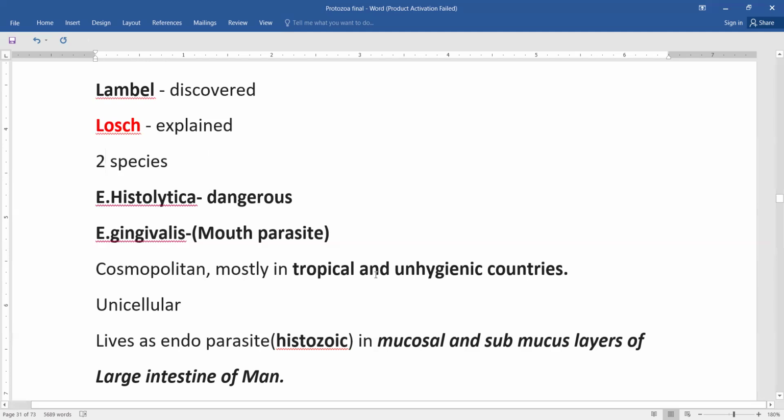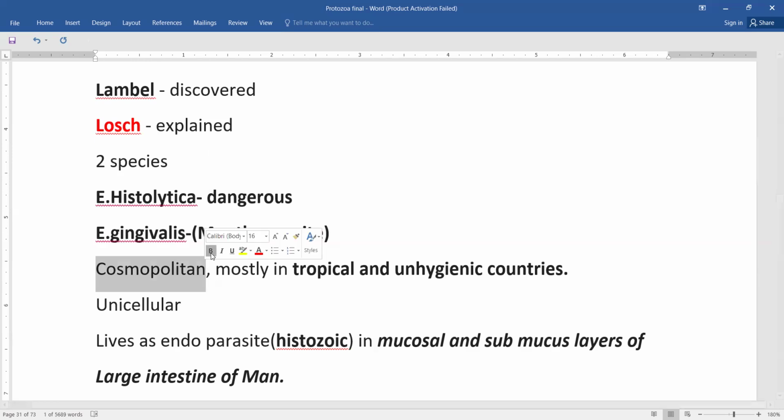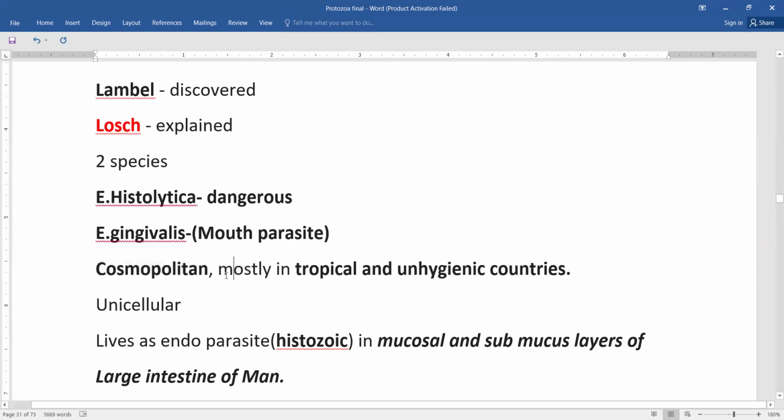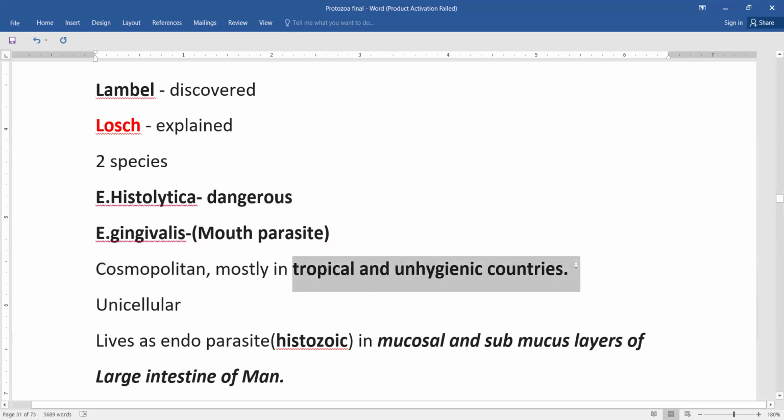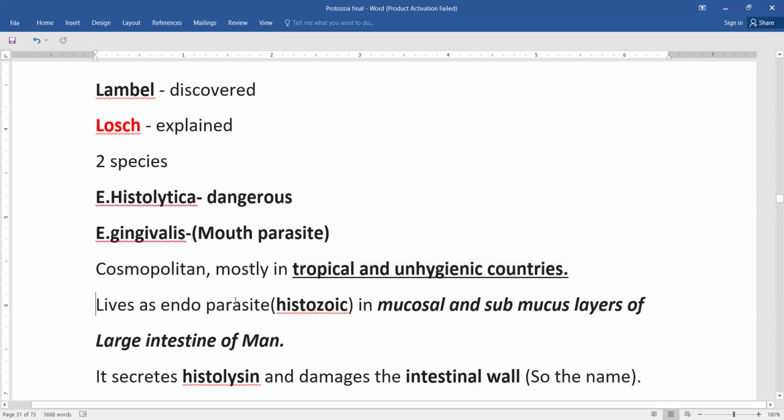So what is Entamoeba histolytica? It is a cosmopolitan, which means almost all countries are suffering with it, mostly tropical and unhygienic countries. This is very prevalent in tropical and unhygienic countries. As it is a protozoan, it is a unicellular organism.